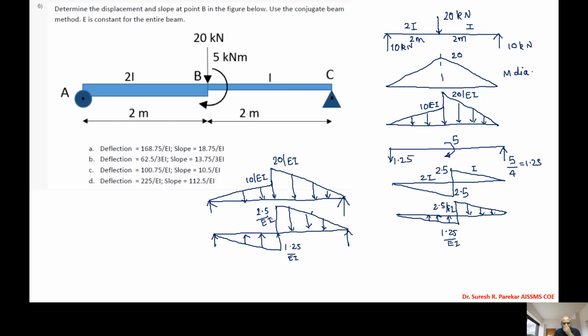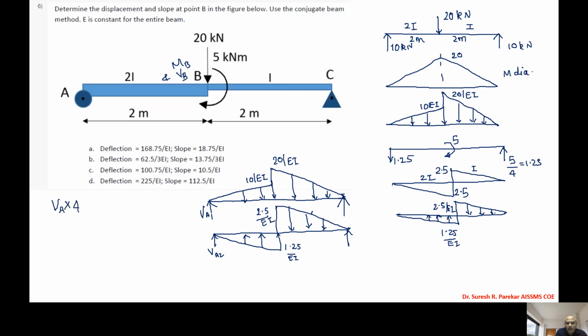Now we have to find out the displacement and slope at B. So displacement means moment. So we have to find MB, and we have to find the shear force at B. And therefore we have to find the reaction. So we will have this as VA1, and we have this as VA2. And if we take moment about C of both, we can have the value of VA directly. So I will take this moment, VA into 4.